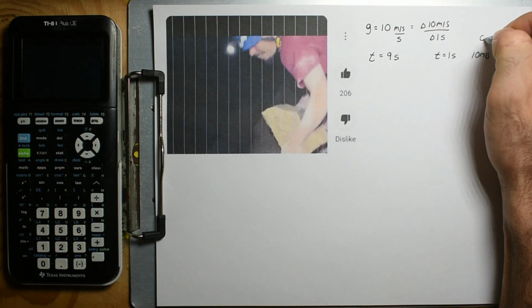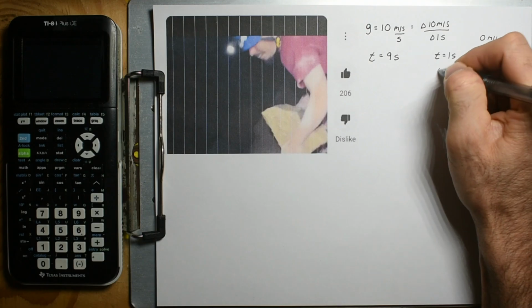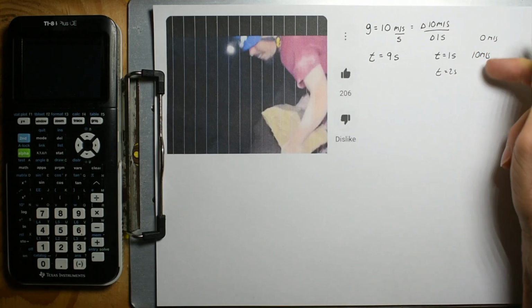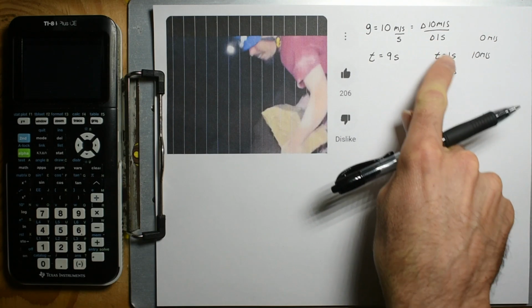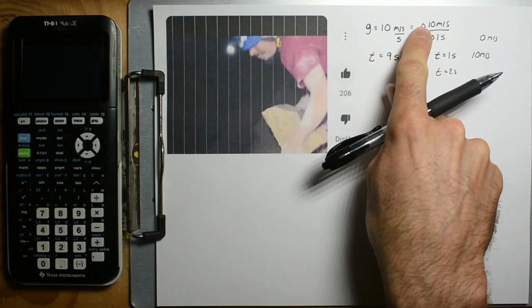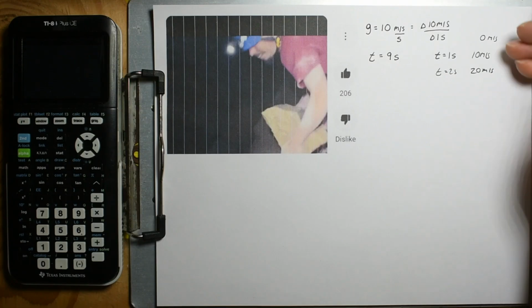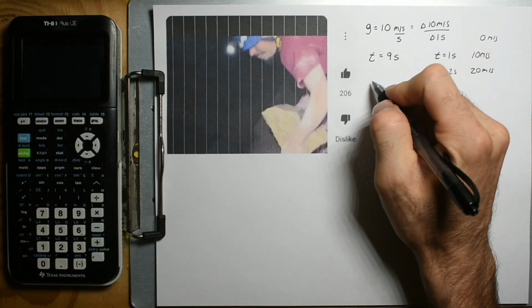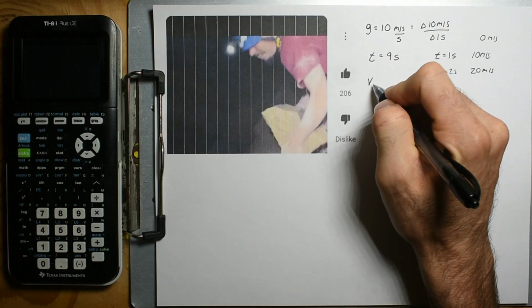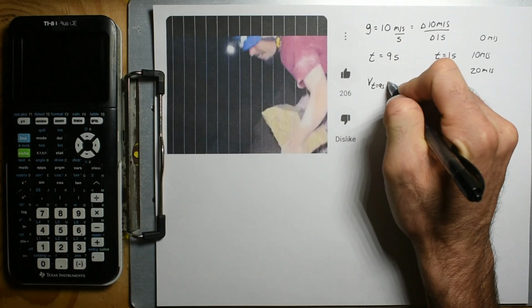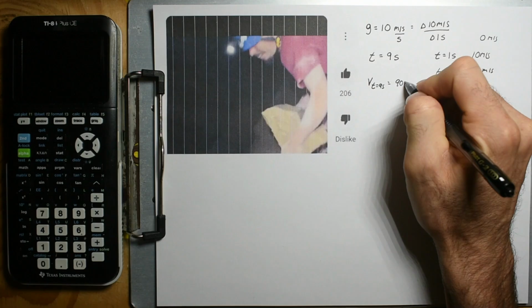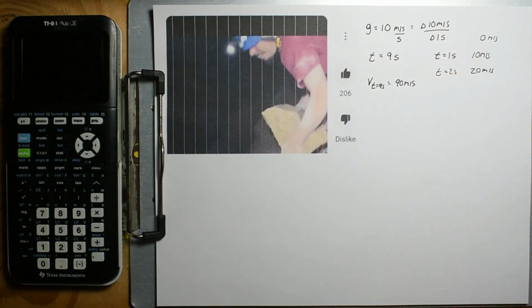At 0 seconds, we started at 0 meters per second. At 2 seconds, what's happening? We went another second, we're going to increase our speed by another 10 meters per second. So now we're going 20 meters per second. And then so forth. So at 9 seconds, we have a velocity. Our velocity at 9 seconds is going to be 90 meters per second.